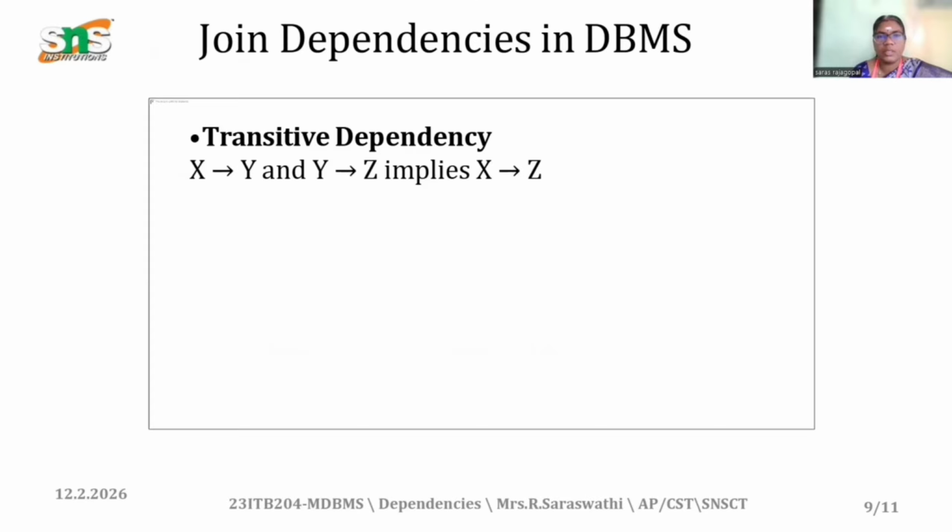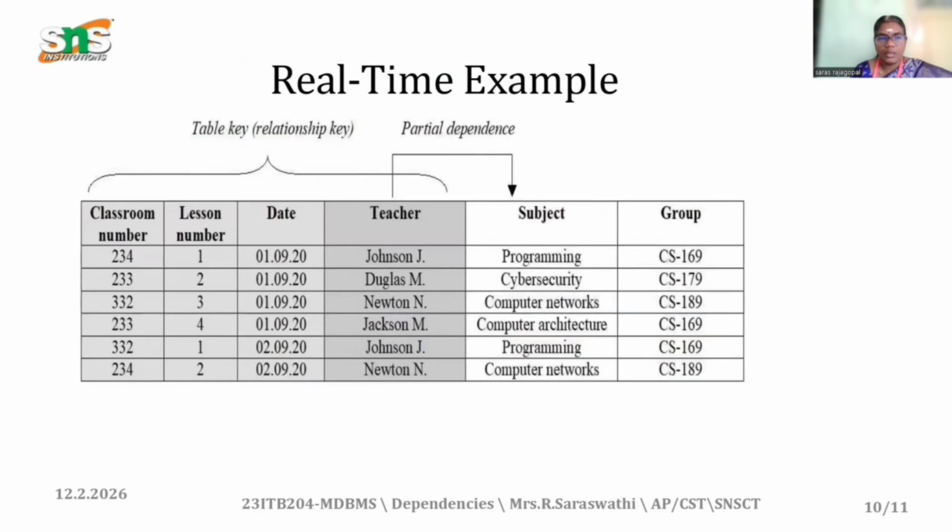Transitive dependency: if X goes to Y and Y goes to Z, it implies X goes to Z. That is, employee ID determines the employee name, and the employee name determines the employee salary. Then we can write it as employee ID goes to salary. This is a real-time example of a dependency.